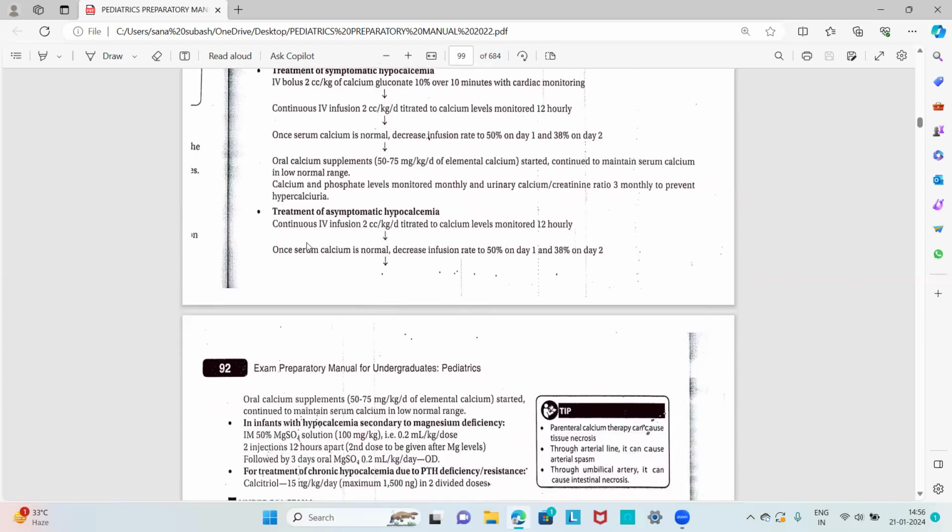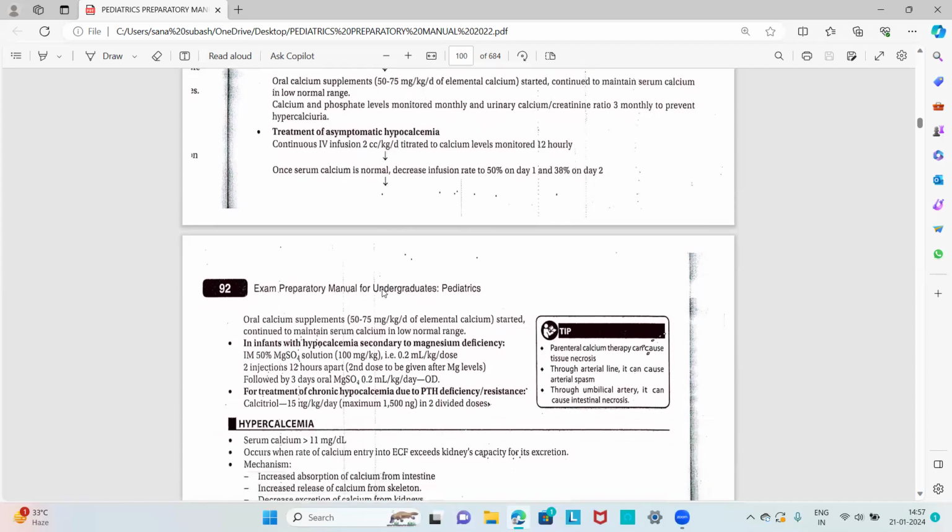The next is the treatment for asymptomatic hypocalcemia. We give a continuous IV infusion of 2 cc per kilogram per day, titrated to calcium levels monitored 12 hourly. In this, we do not have to give the IV bolus of calcium; we directly start the continuous infusion. Once serum calcium is normal, decrease the infusion rate to 50% on day 1 and 33% on day 2. This is similar to the further steps of symptomatic hypocalcemia, except for that first step.